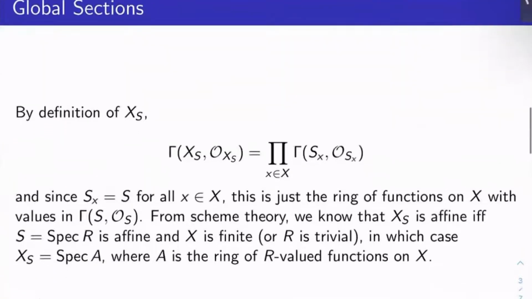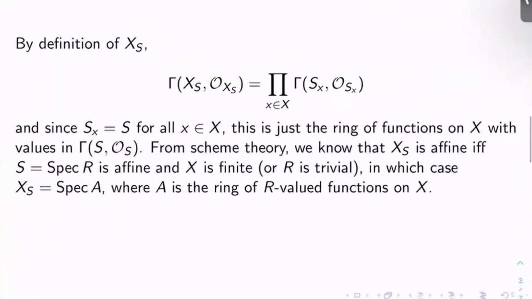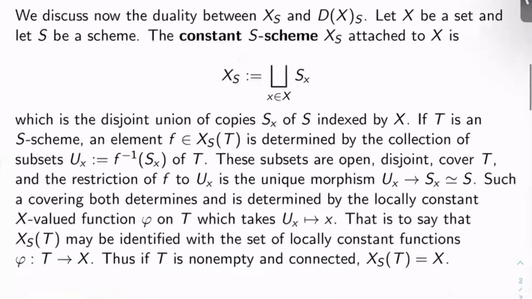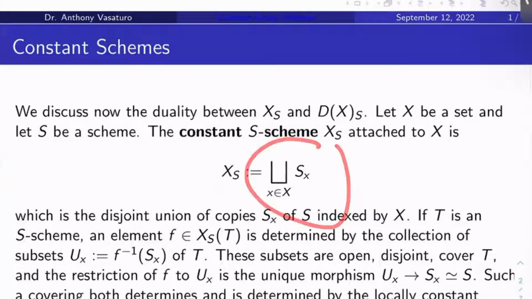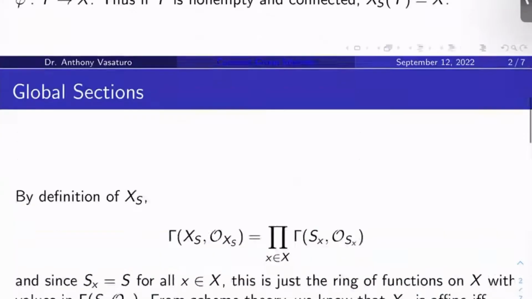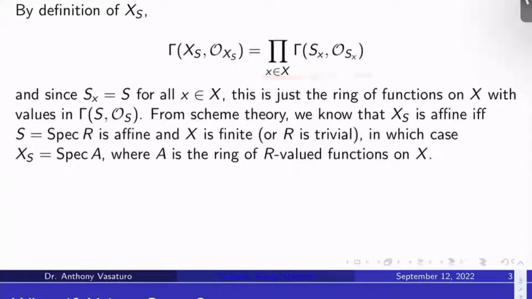Okay, how about global sections of x sub S? Well, by definition of x sub S, the global sections of x sub S relative to the structure sheaf O sub x sub S is just the product over little x in big X of the global sections on S sub x with the structure sheaf O sub S sub x. This is just how things work. This is how global sections work when you're looking at global sections on a disjoint union of schemes. You essentially end up with a product of the global functions on each piece.